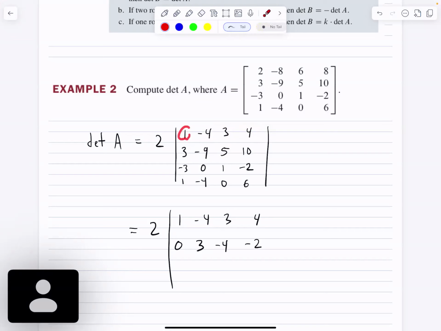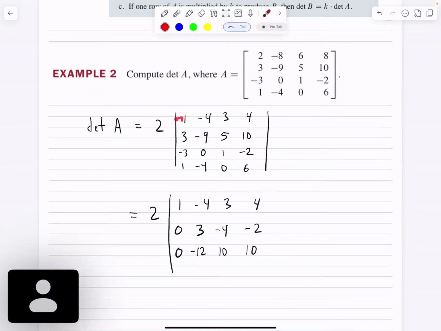Then I'll add 3 of row 1 to row 3, which gives me a 0. 3 times 1 is 3, plus -3 gives me 0. 3 times -4 is -12, plus that is -12... 3 times 3 is 9, plus that is 10. And then 3 times 4 is 12 plus -2 is also 10. And then I will subtract row 1 from row 4. That gives me a 0, a 0, a -3, and then a 2.